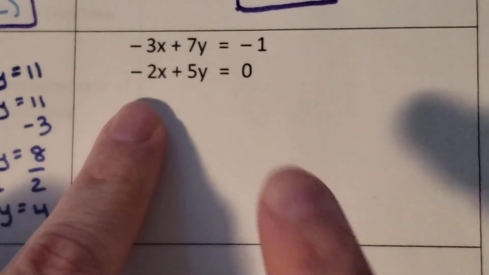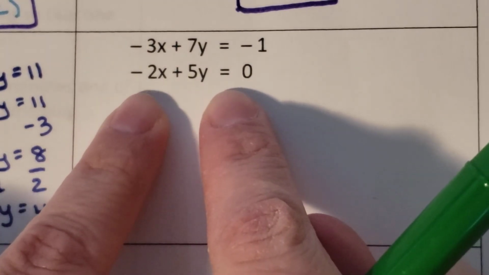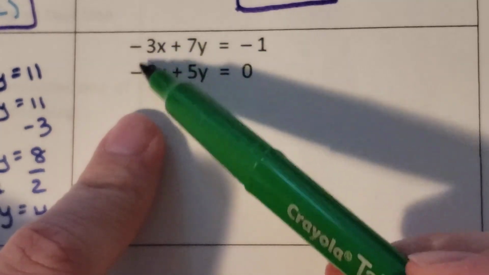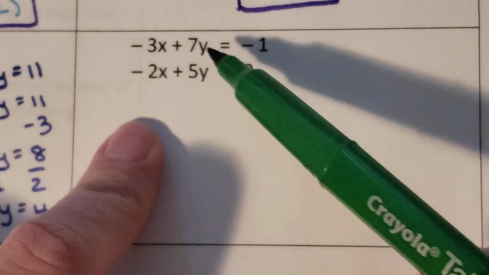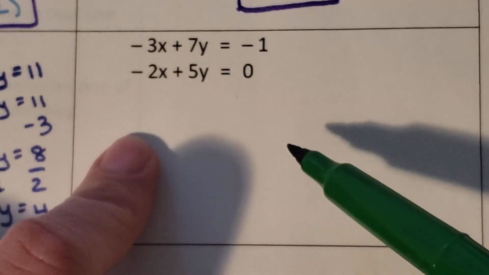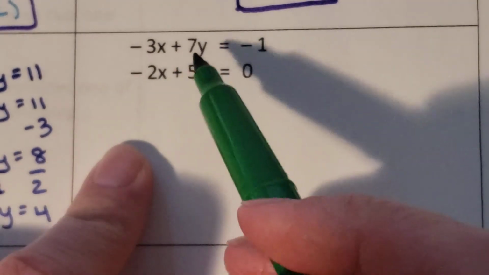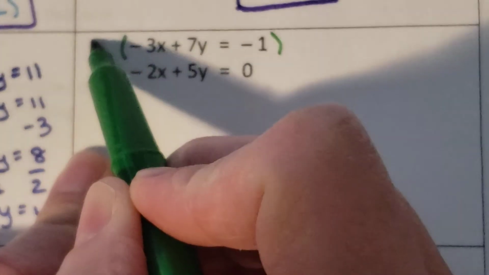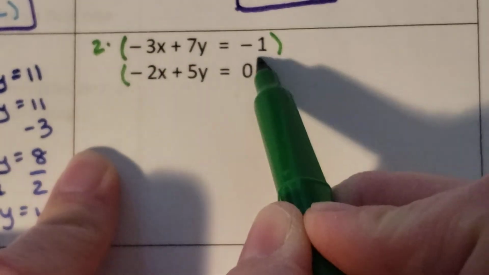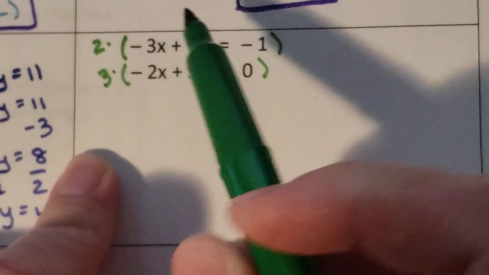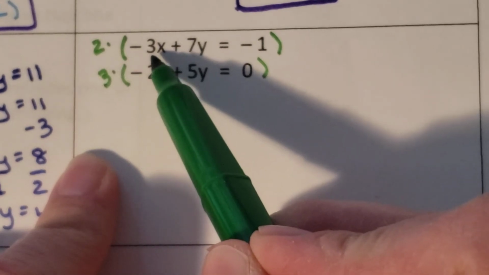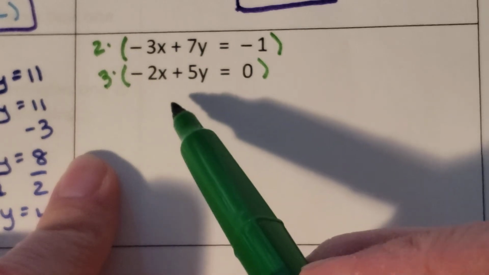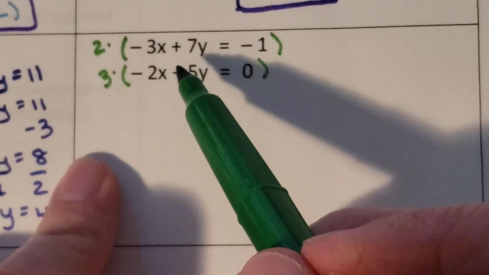Now I need to multiply one or both so that I have variables that cancel out. Well, I could create 6 and negative 6 here. I could create 35 and negative 35 there. I'm going to go with the 6's because that's a smaller number. So I think I'm going to multiply the top by 2 and the bottom by 3 to get 6's. But here's the deal. If I multiply this by 2, I'll get negative 6. If I multiply this by 3, I'll get negative 6. And negative 6 and negative 6 do not cancel out. Negative 6 and negative 6 are negative 12.